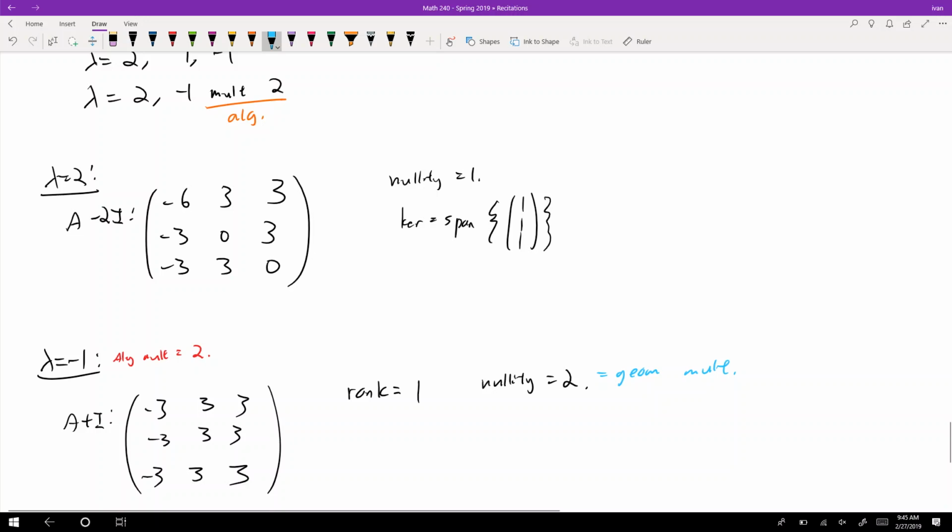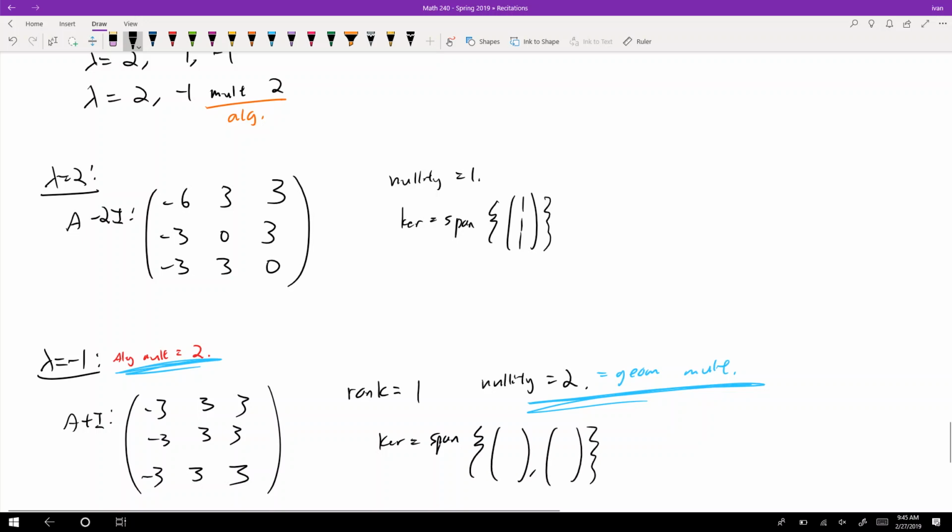Well, that's great, right? Because the nullity is the geometric multiplicity. So if nullity is 2 and it's the geometric multiplicity, and here's the algebraic multiplicity, well, they're equal to each other. So that means our matrix is diagonalizable because we've shown for every unique eigenvalue, the algebraic multiplicity is equal to the geometric multiplicity. All right? So we're good. So that means the kernel is going to be the span of how many vectors? Two vectors, and can someone give me one of them? 1, 1, 0. 1, 0, 1. Okay?